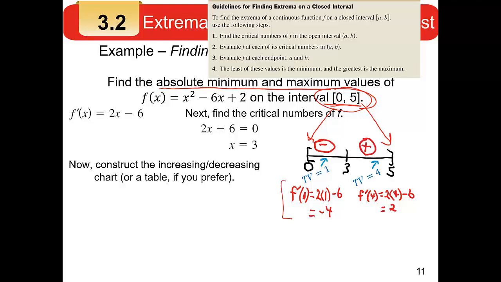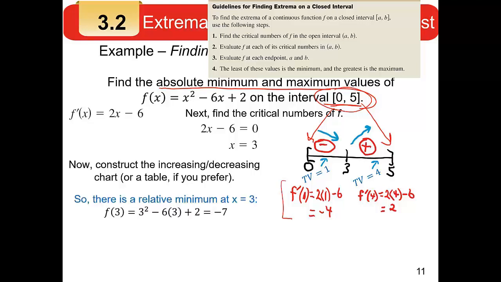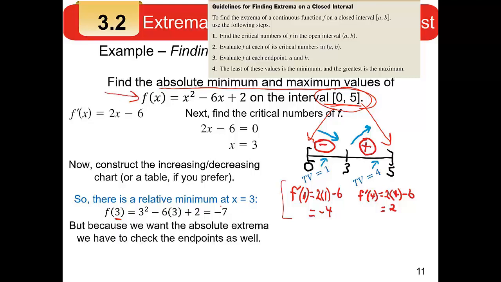And you can see now that that behavior is decreasing on the left, increasing on the right. That's the signature of a relative minimum. So there's a relative minimum at 3. And to find out what that minimum is, you take 3 and you always go back to the original function when you're calculating y values. And you'll find out that the y value is -7.